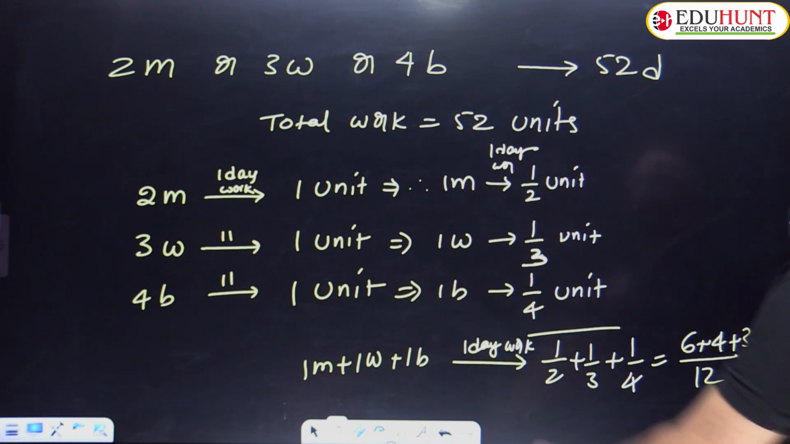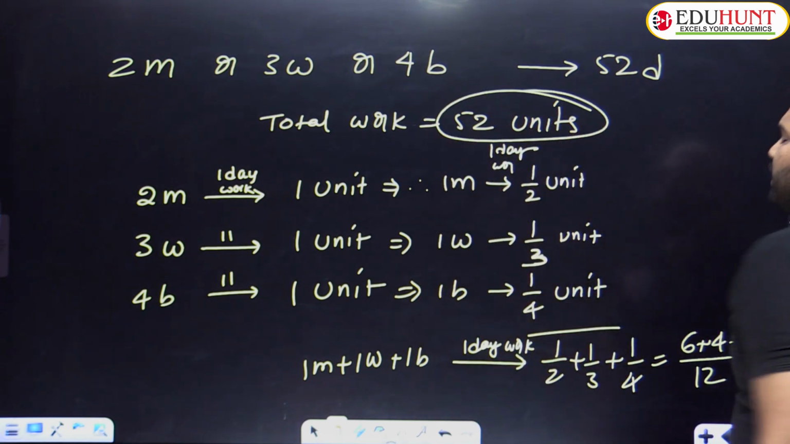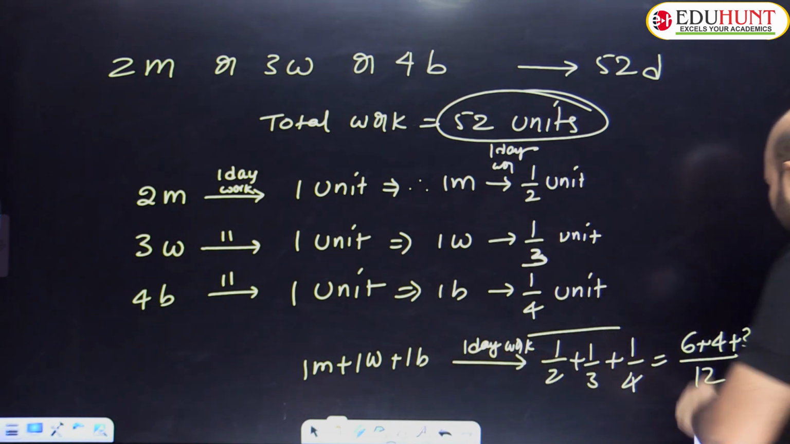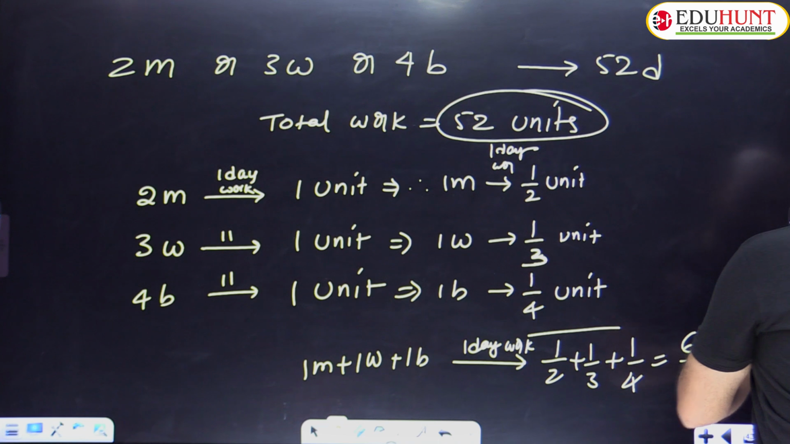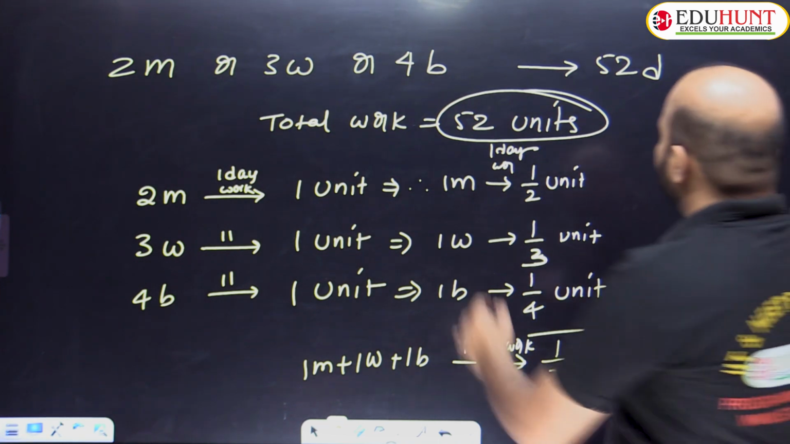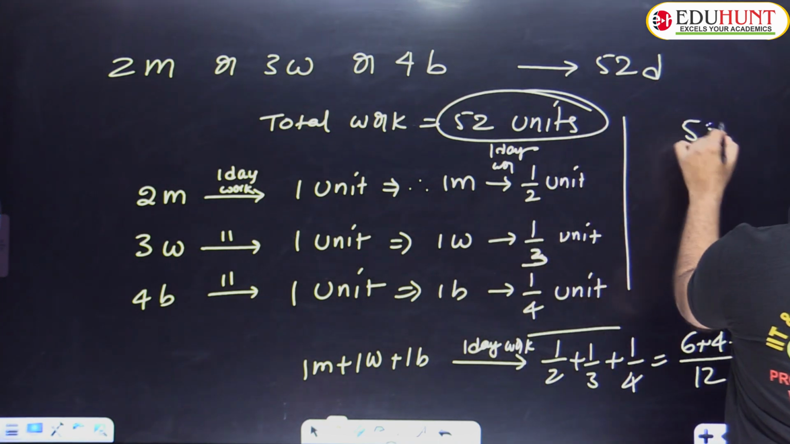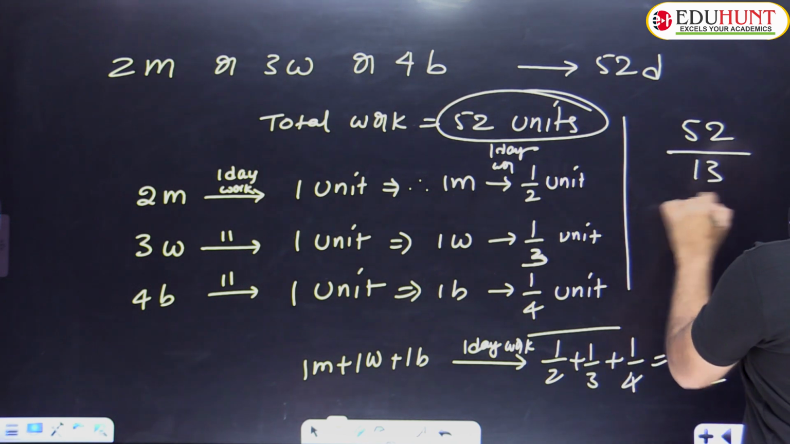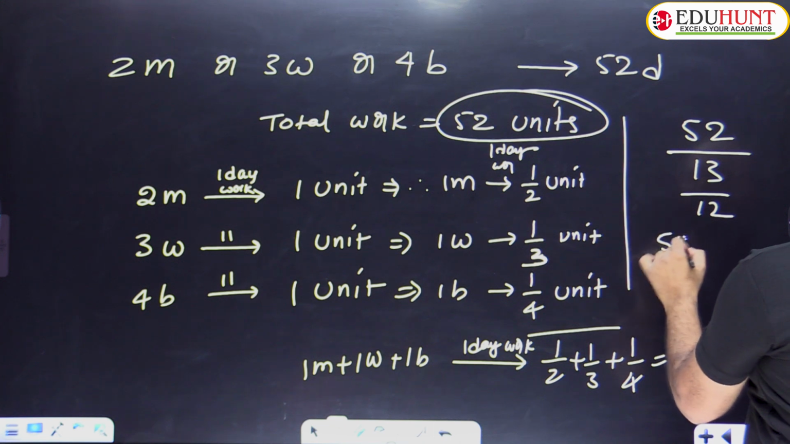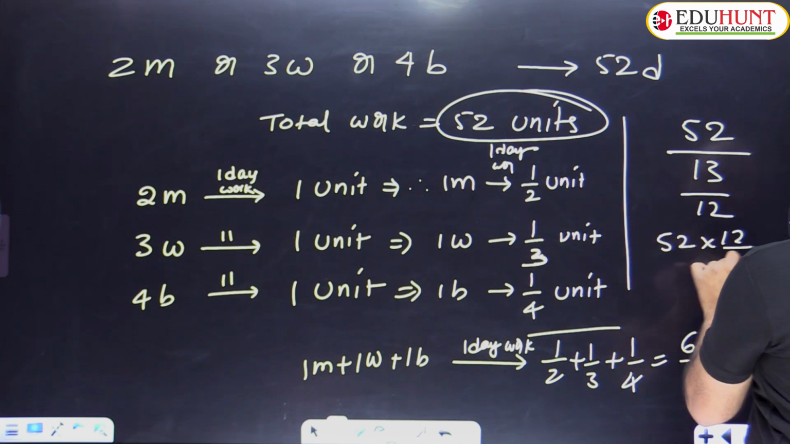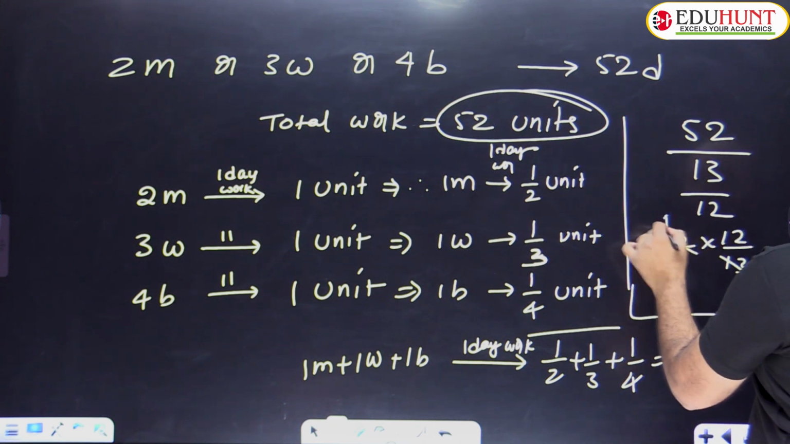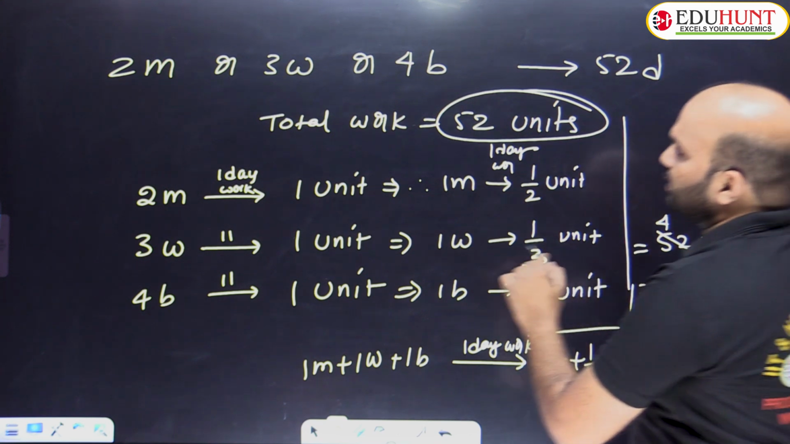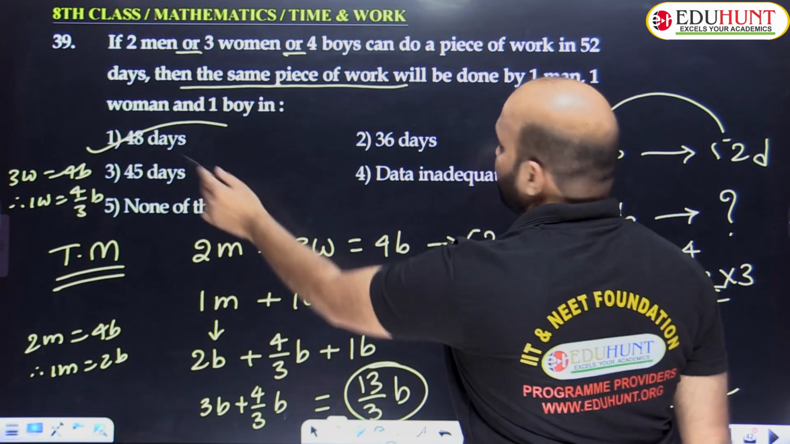But what am I asking? Total work is 52 units given. 1 man, 1 woman, 1 boy complete 13 by 12 units of work in 1 day. Total work is 52 units, so the 52 units are completed in how many days? It is divided by 13 by 12, which can be written as 52 into 12 by 13. What is the answer? 13 fours are 52, so 4 into 12, 48 days. Am I clear? This is the units method. Option A is the right answer.